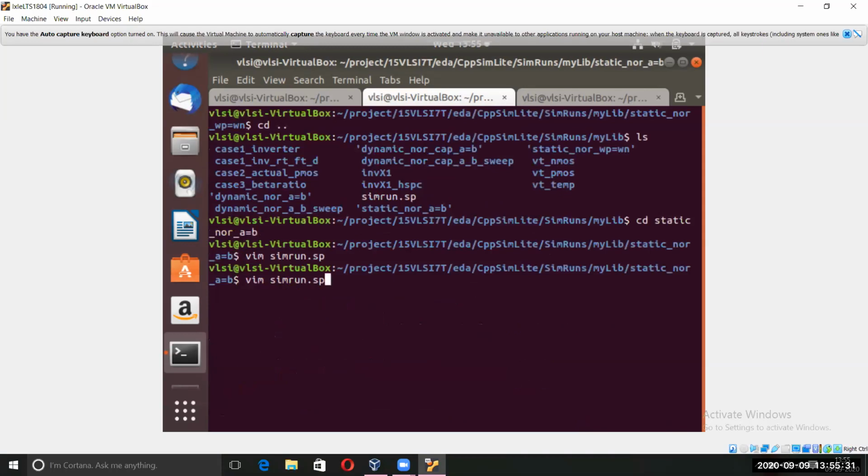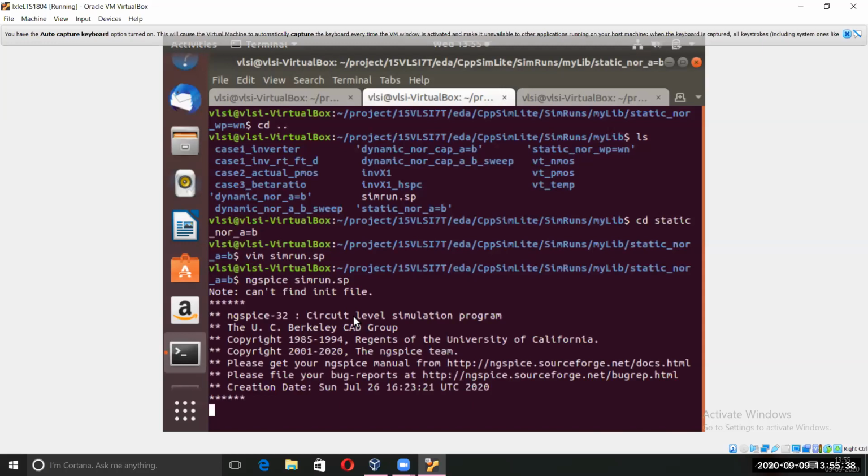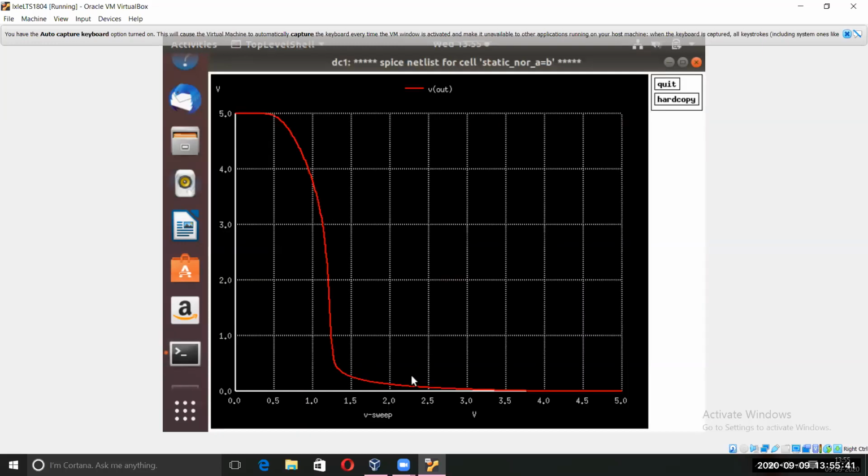Run it. Okay. So that is the plot we are getting here, and it's going to 0, like in 1.5 and 2, it's decreasing and going to 0. This is our WP of NOR equal to WP of inverter. Then we'll see what will happen if we increase the WP to 2 times.